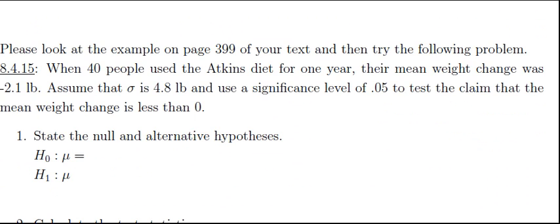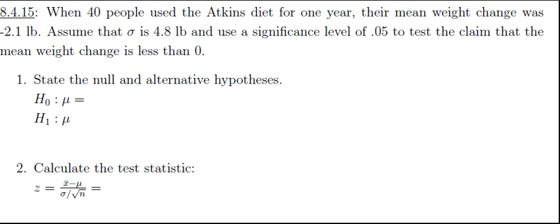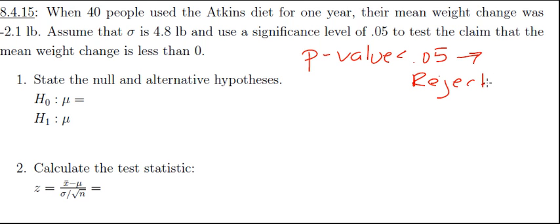Alright, so let's do an example. This example is in the book. 40 people used the Atkins diet for 1 year. Their mean weight change was negative 2.1, meaning that on average those 40 people lost 2.1 pounds. Assume that sigma is 4.8 and use the significance level of 0.05. So remember, if the p-value is less than 0.05, then we reject. That's what that means. Reject H0.